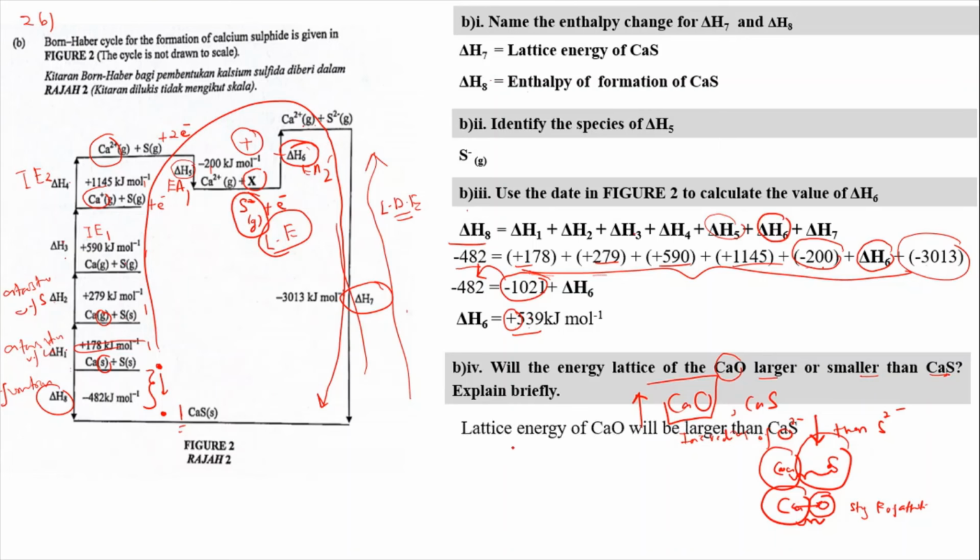So the explanation, lattice energy of calcium oxide will be larger than calcium sulfide. And this is because the O2 minus have a smaller ionic radius than sulfur 2 minus. Okay, so that's all for question B4.